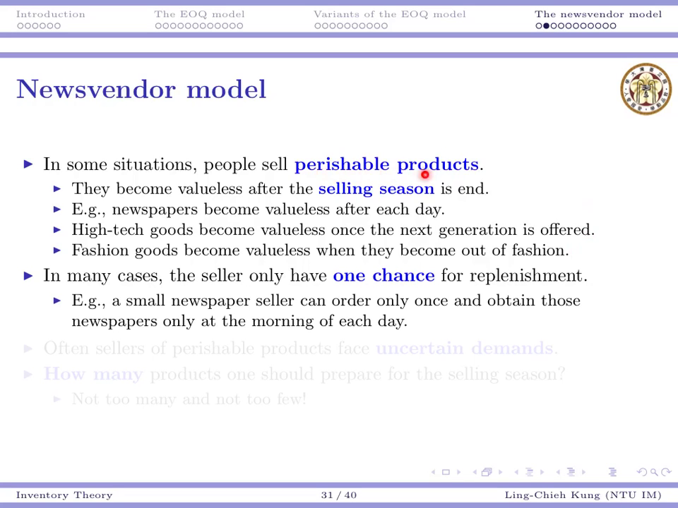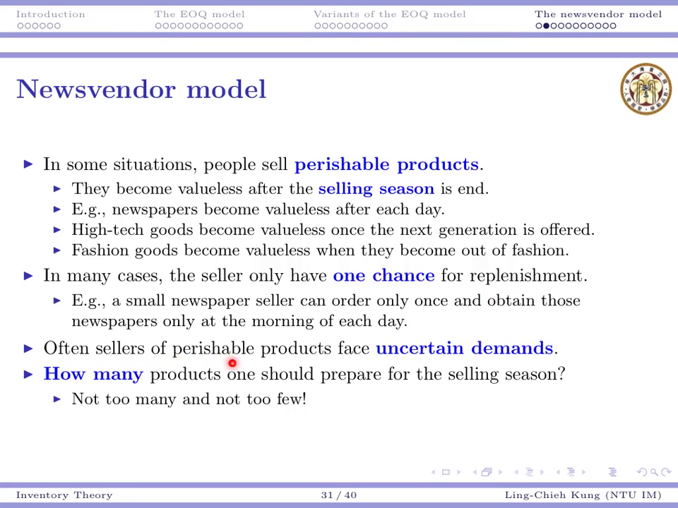So for perishable products, sometimes the seller only has one chance for replenishment. For example, if we are selling newspaper, then it's quite possible that we need to determine the supply quantity of each day in the morning or one day before. Okay, we are not allowed to get more newspaper during each day. So in that case, we have only one chance for replenishment. So there is only one time point for us to make orders. That's why we say this is one chance for replenishment.